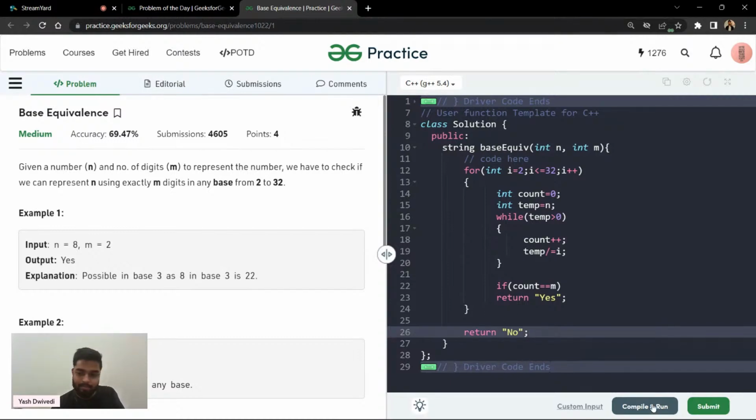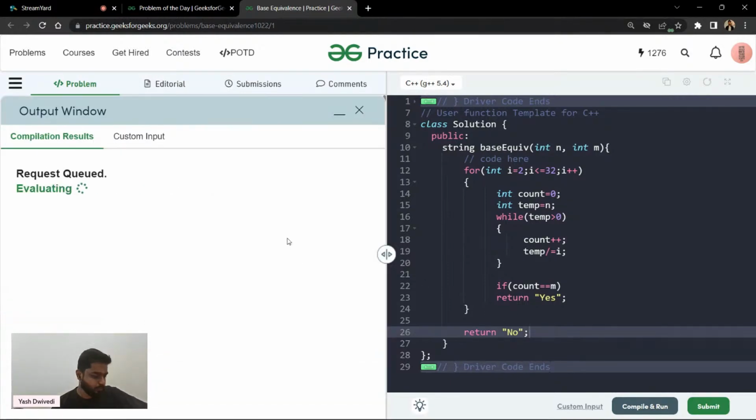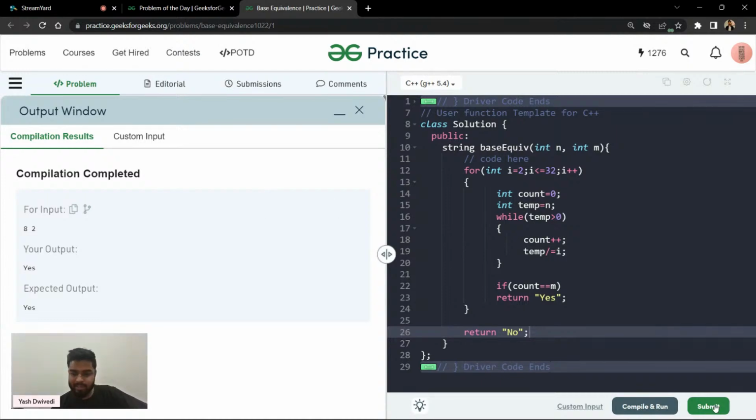Is that clear to everyone? Now let's try and compile this code and check it works on the samples. All right, let's try and test it as well.